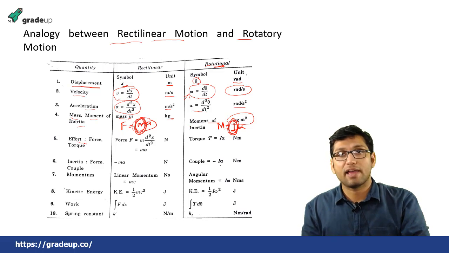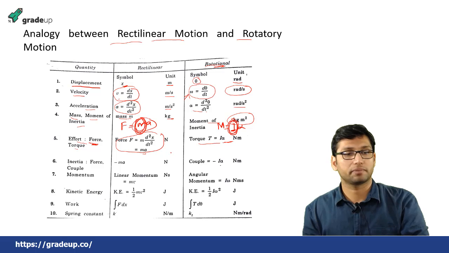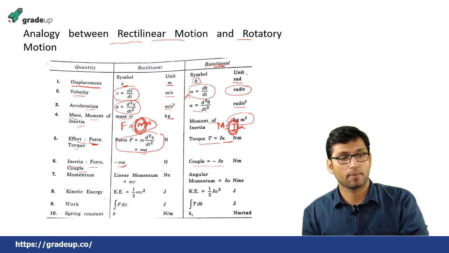Now if we talk about the effort, since we are talking about the kinetics of the particle and body, the effort is force and torque, that is the cause of motion. So in this case the force is equal to m into a, which is m d square x by dt square, and here the torque is equal to I into alpha. Next is inertia. Inertia force and couple: inertia force will be equal to minus ma, couple will be equal to minus I into alpha.